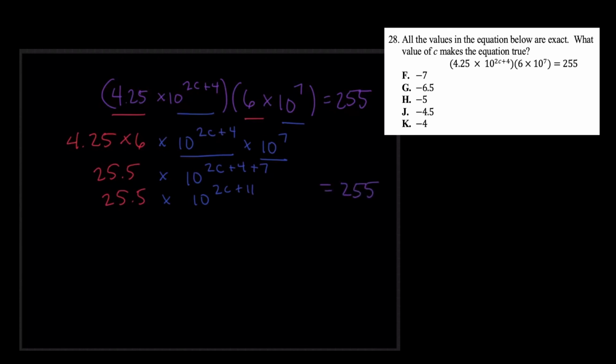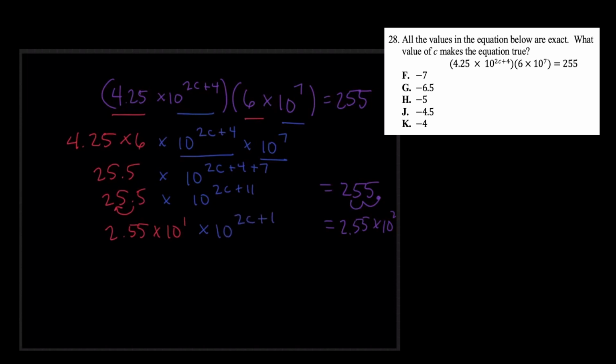Now at this point, you do have a couple of options. I'm going to change the 25.5 into scientific notation. 25.5, if we move this decimal point over 1 to the left, that's going to give us 2.55 times 10 to the 1st. Similarly, with the 255 on the right-hand side, that's going to be 2.55 times 10 squared, because the decimal point on that 255 is just to the right of that second 5. If we move it over per scientific notation rules, we're moving it over twice. And then I'm just going to copy my 10.